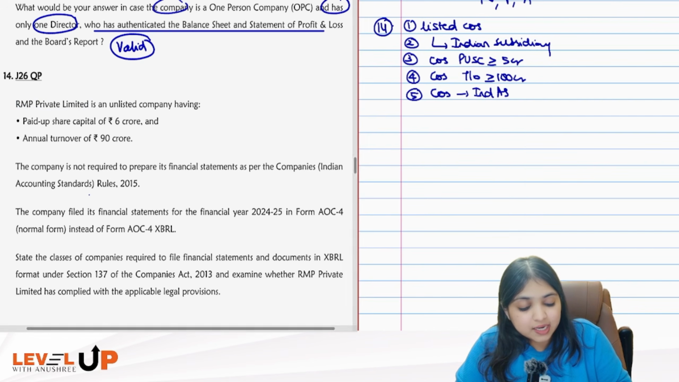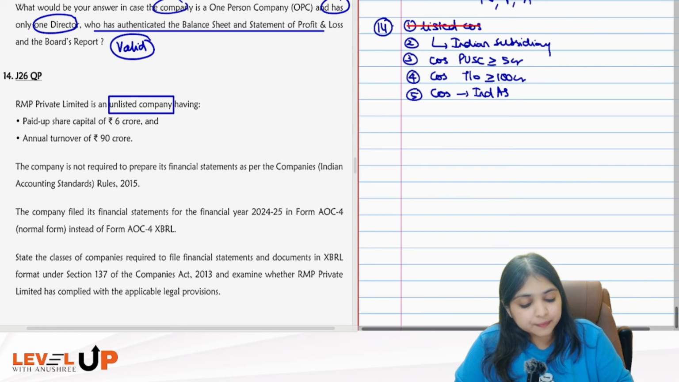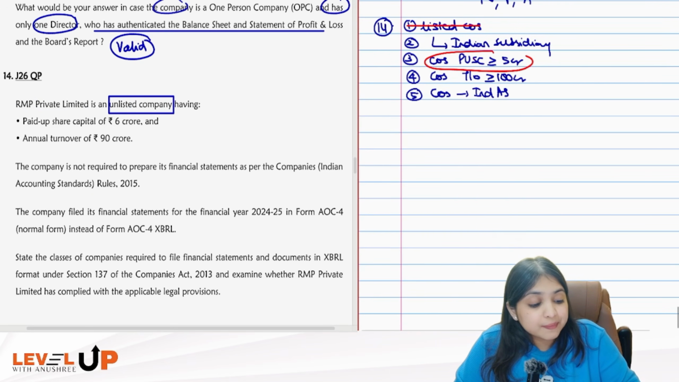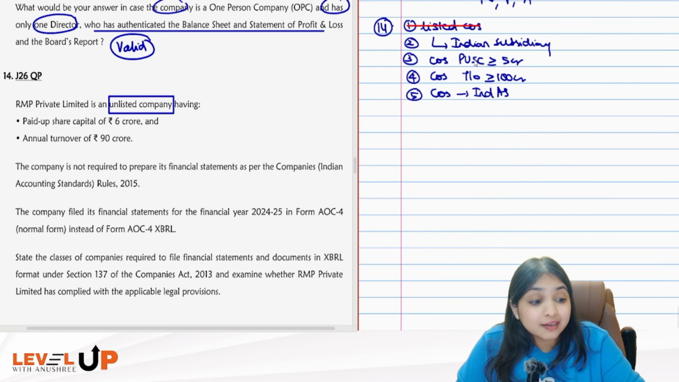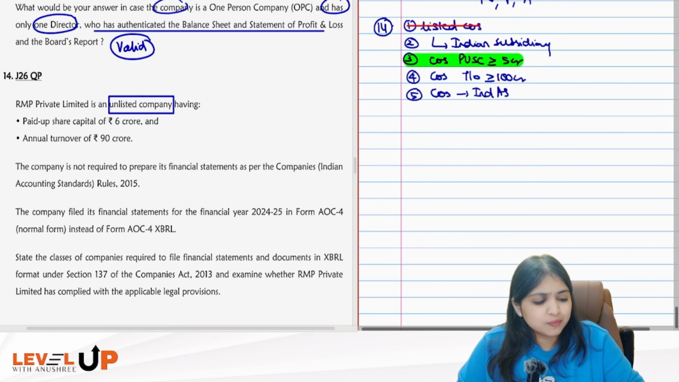RMP Private Limited is an unlisted company. It's an unlisted company, guys. So it's not coming under the first bucket. Then it has paid up share capital of 6 crores. So paid up share capital 6 crores is definitely at least 5 crores. So the company is coming under this bucket. Then turnover is 90 crores. So turnover is not more than 100 crores.